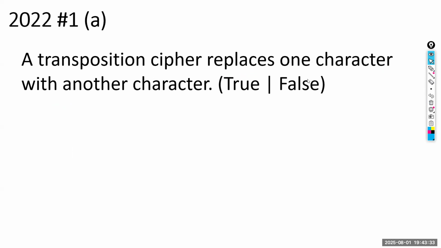A transposition cipher replaces one character with another character. True or false, you need to explain. Transposition cipher replaces one character with another character. So if one character is replaced with another character, that is called substitution cipher. Transposition cipher is you change the position of the characters or blocks. So you better explain both. Why this is false and what is the correct answer for this.